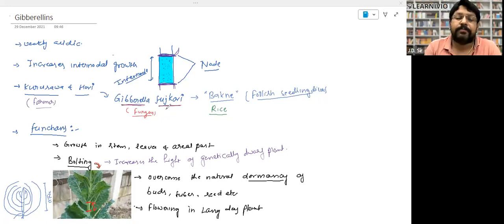The same fungus is responsible for foolish seedling or Bakane disease of rice.